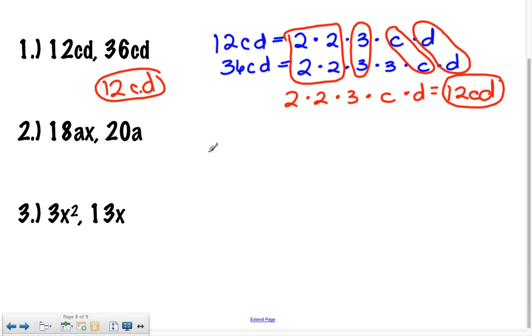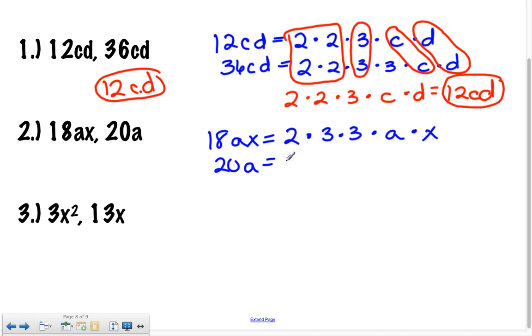All right, now looking at 18ax and 20a. We're going to break apart 18ax. So we have 2 times 9, but 9 is a composite number, so we need to make it a prime. So what numbers multiply to be 9 that are prime? 3 and 3. So 2 times 3 is your 6. 6 times 3 is 18. And then we're going to multiply by a and by x. So that's breaking it apart, 18ax, and then we have 20a.